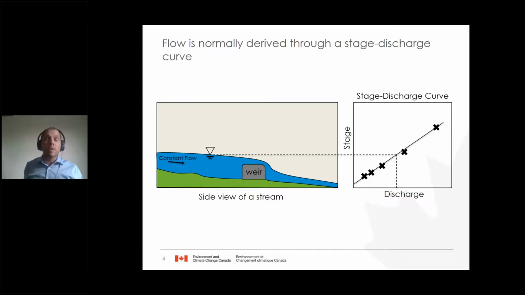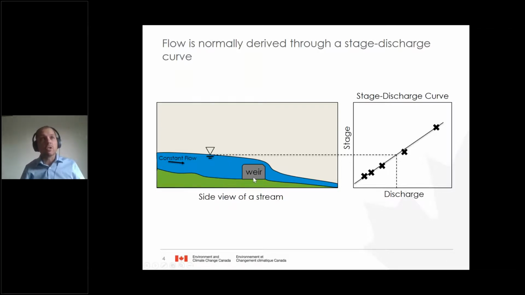So how is flow normally measured? This is the typical way that flow is measured through a stage discharge curve, which Vincent already talked about a little bit. So on the left side, we have just a side view of a stream, and we'll pick a section of a river or stream that is nice and stable and has a good downstream control.